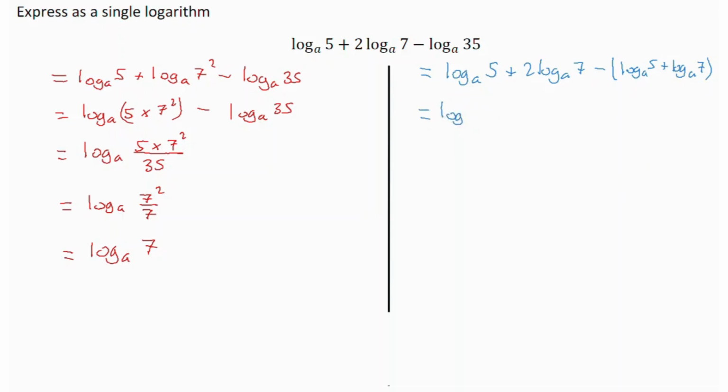Expanding that out, I get log base a of 5 plus 2 log base a of 7 minus log base a of 5 minus log base a of 7. But here we have log base a of 5 minus log base a of 5, so that's just 0. And then we also have 2 log base a of 7s minus 1 log base a of 7, so we just get a final answer of log base a of 7.